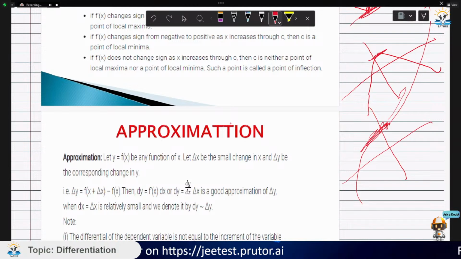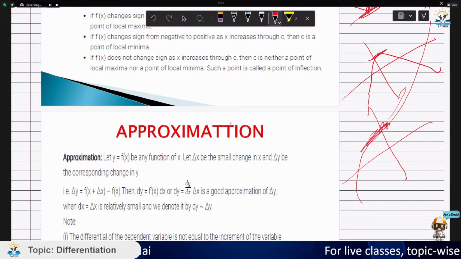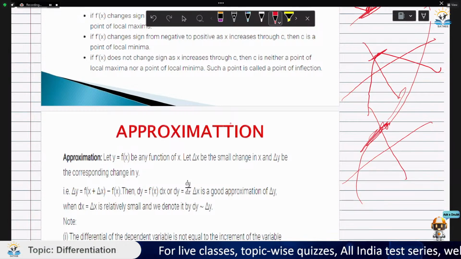So let's talk about approximation. Approximation is also an important application of derivatives. How do we approximate, right? Let's see how that is done using derivatives. What is given to us is that y is a function of x, del x is a small change in x and del y is the corresponding change in y. Again, we know the definition, what del y looks like and what dy looks like.